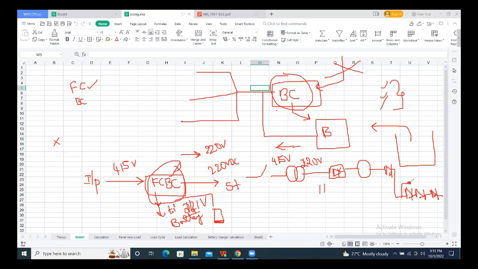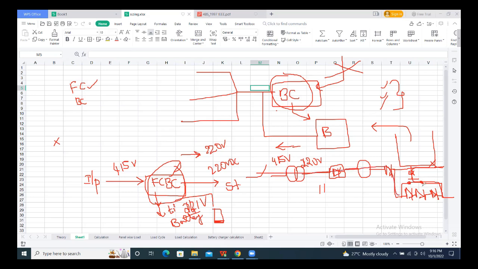I'm having a switch like this here. I'm talking about the circuit of this FCBC. This is a switch, this is a coil here, and this is the battery. Whenever I require the battery, if this energizes, this will close, and the battery will deliver the power to the station loads. In normal cases, it will be open, so it will be away, and the power will go this way.